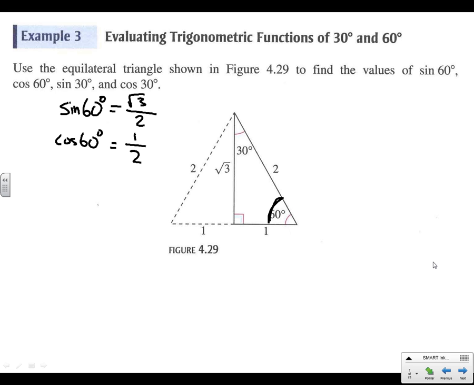Now, let's go over to the other angle, the 30-degree angle, up here. The sine of that angle is going to be opposite, 1, over hypotenuse, 2. And the cosine of 30 will be adjacent, √3 over hypotenuse, 2. Take a peek at what looks similar here. Sine of 30 is exactly the same as cosine of 60.